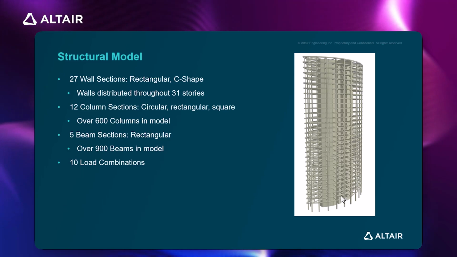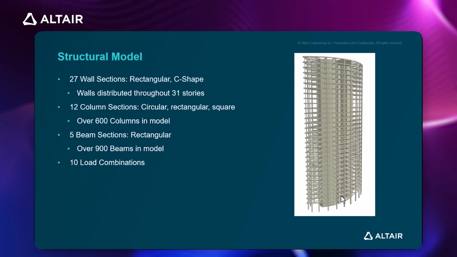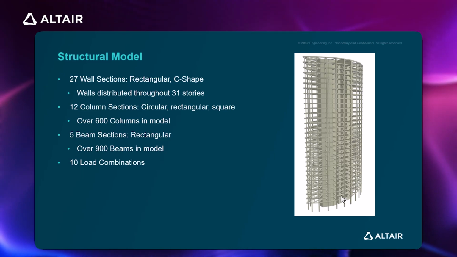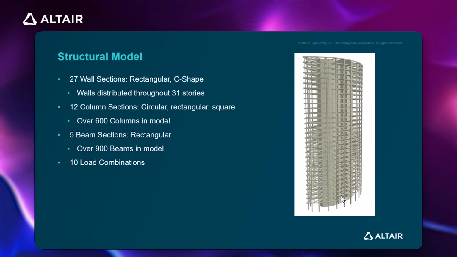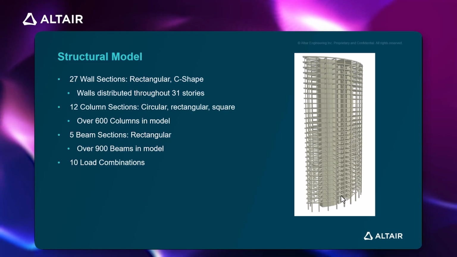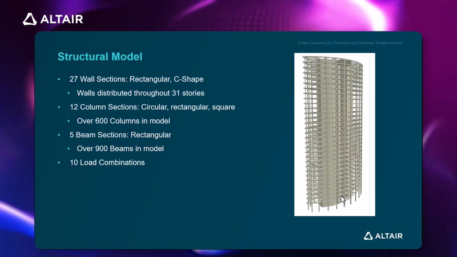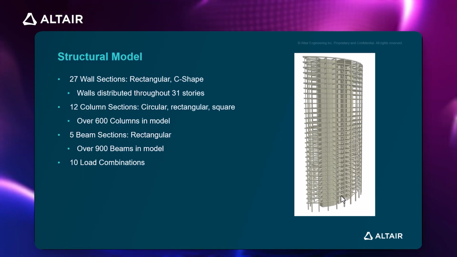And also we have 5 different sections for beams. All of them are rectangular, but they have different sizes and requirements. So with this, we have more than 900 beams. So as you can see, we have over 1,000 different members in this model. So all of that combined with 10 different load combinations makes up for a quite large model.